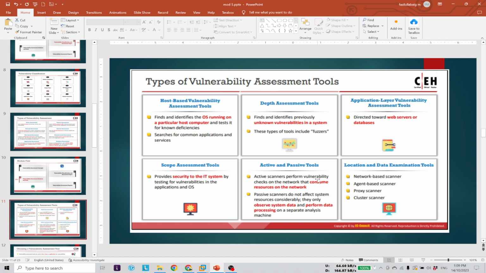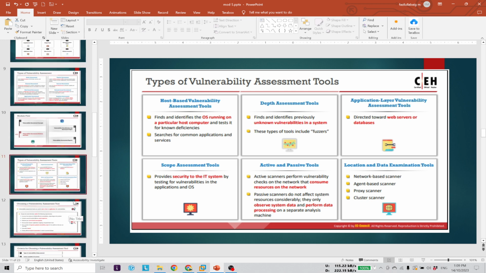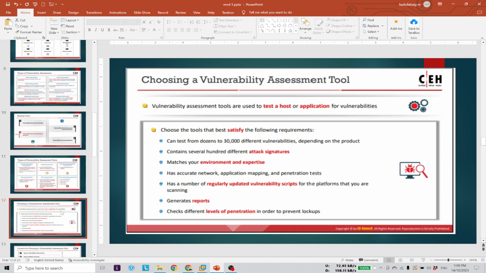Localizing location and data examination tools. You can see here that four types of scanners are there, and they have not given any example here in the syllabus from the CEH version 11. But if you want to understand and learn more about that, you can just Google it and you will see many tools are available. So let's see in the next slide.